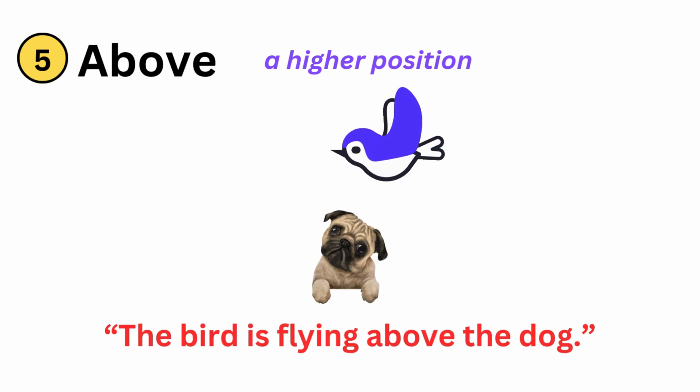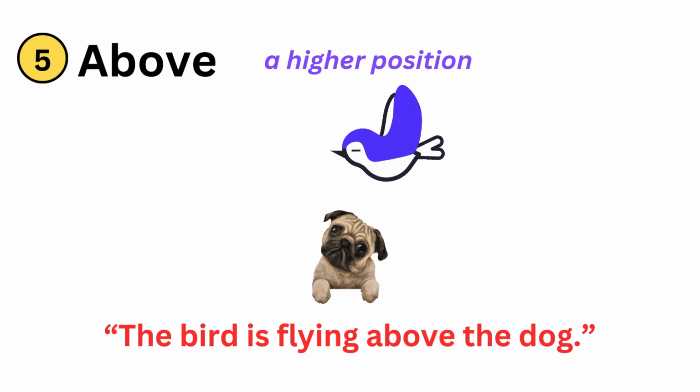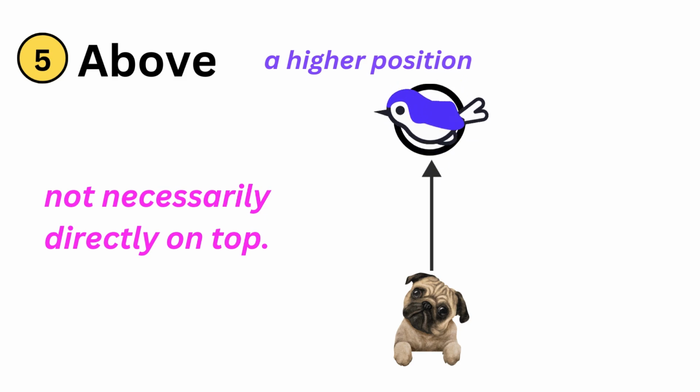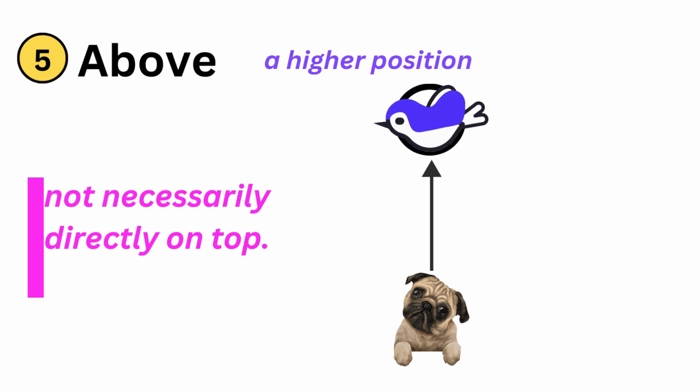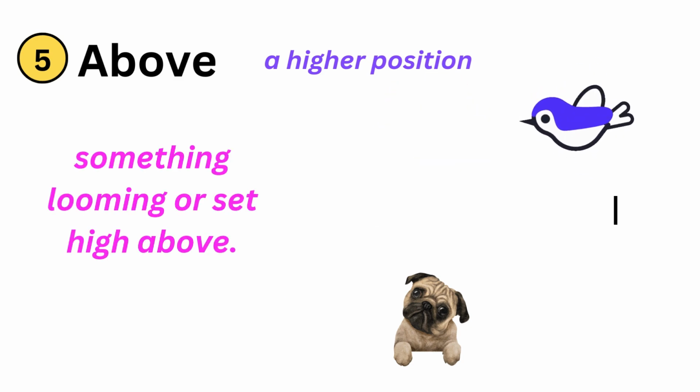Number 5. Above. Above refers to a higher position, not necessarily directly on top. For example, the bird is flying above the dog. Above is used because the bird is at a higher level than the dog, not directly touching or connected but in a higher position. Above is used when something is higher than another object, though it may not be directly overhead. It implies distance or separation between the two objects.